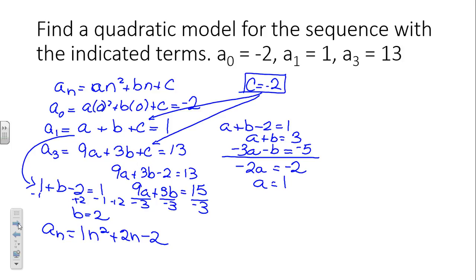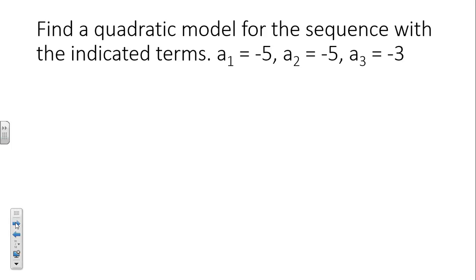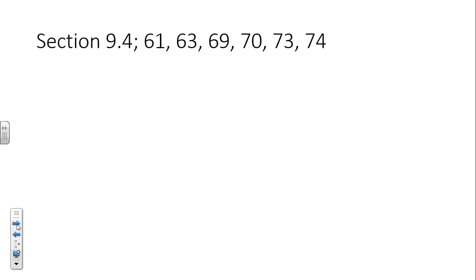All right, want to see another one, or are you good? Everybody's good? Okay, because this one's pretty much a 1, 2, 3 type of thing. So let's look at the assignment.